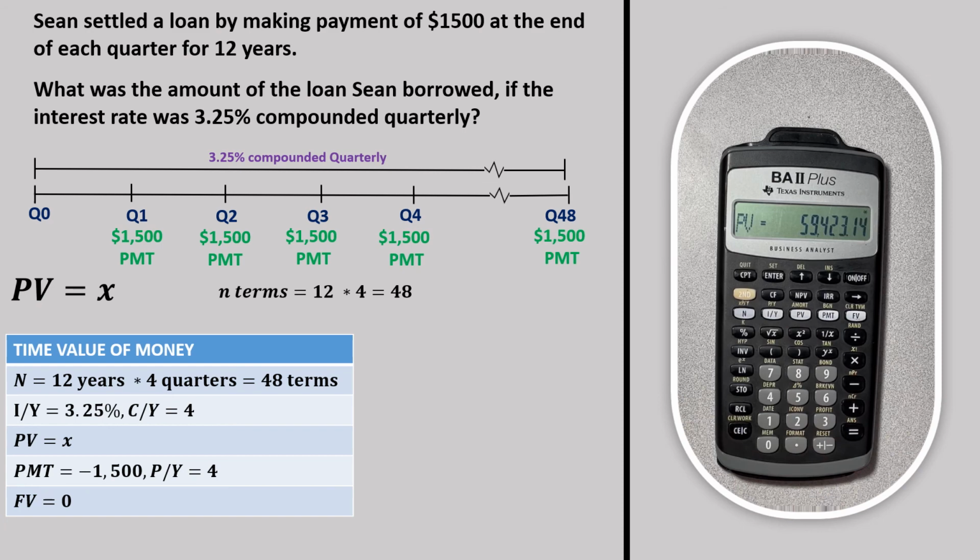And there we go. We have a present value of $59,423.14. So now we have that. Now we know that Sean's total value of the loan was $59,423.14. So that means that Sean borrowed $59,423.14, and he has to repay that back. He's making those payments by making $1,500 of installment at the end of each quarter.